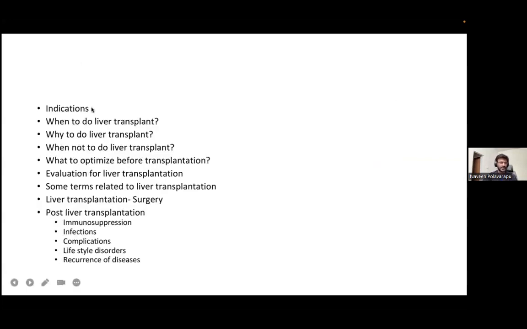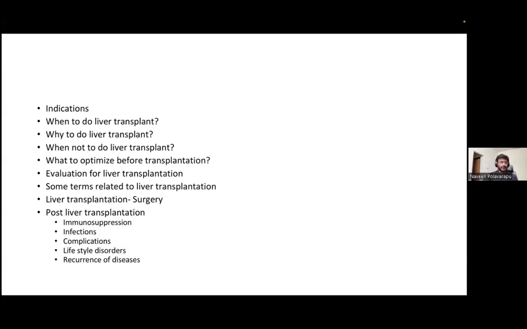We talk about indications of liver transplant, when we should do liver transplant and why we should do liver transplant. And more importantly, we also should know about when not to do liver transplantation and how we optimize this patient before liver transplantation. What's the workup that we do, the pre-op, multidisciplinary workup before we do the transplantation? How do you evaluate the patient for liver transplantation? Some little terms that we use during liver transplantation, like the warm ischemia time and the cold ischemia time, what are all these terms? So we'll go through that.